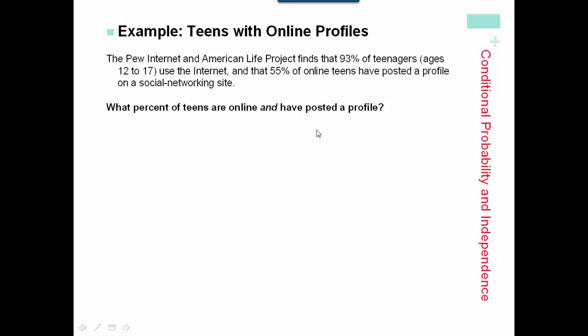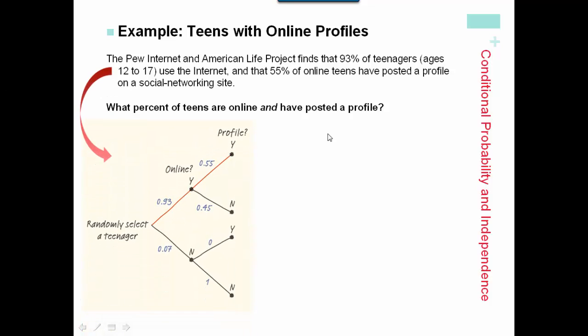Here's an example. What percent of teens are online and have posted a profile? So here's our probability tree diagram. We have 93% of the teenagers use the internet. 55% of online teens have posted a profile on a social networking site. So we have 0.93. Online, here's the question: yes, we have 55% who did. That would leave 45% who would not. And that would leave 7% of teenagers that do not use the internet.